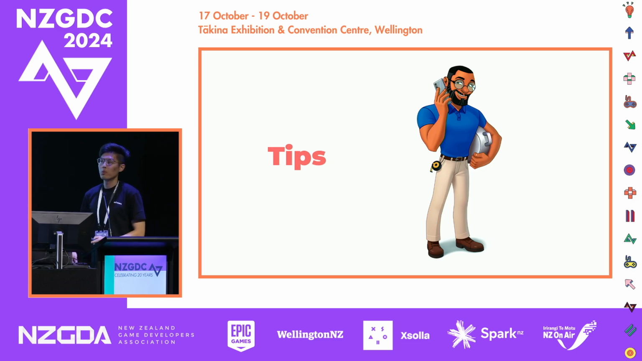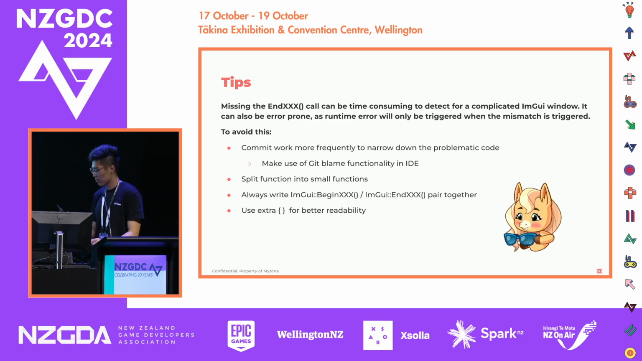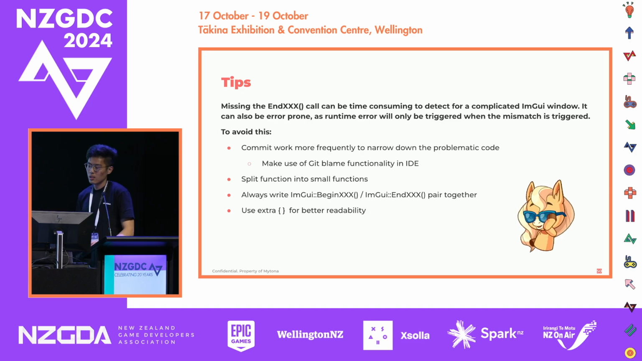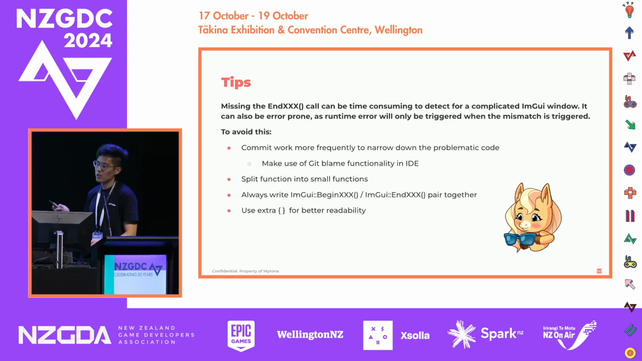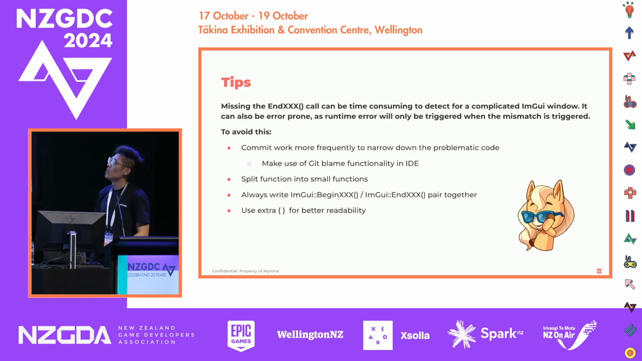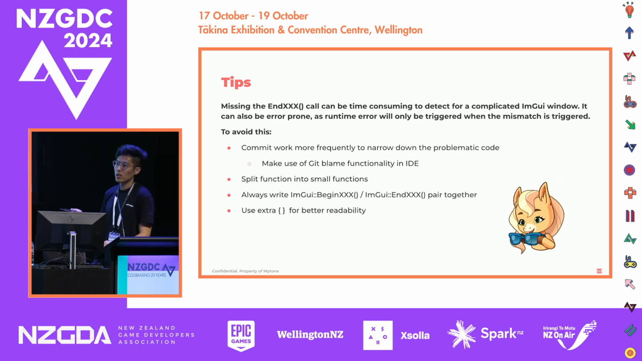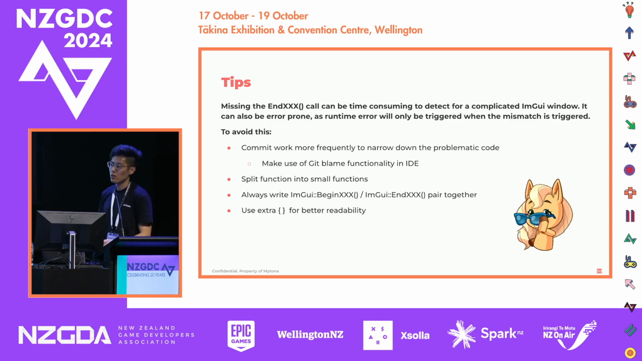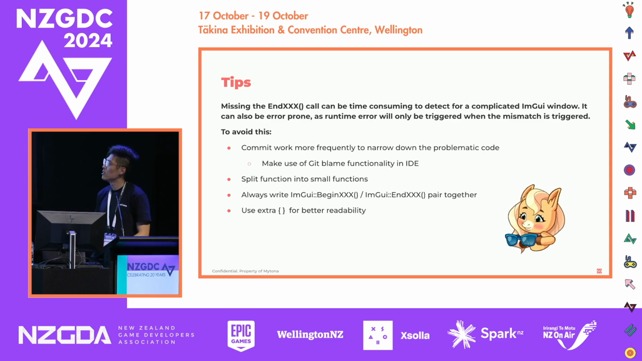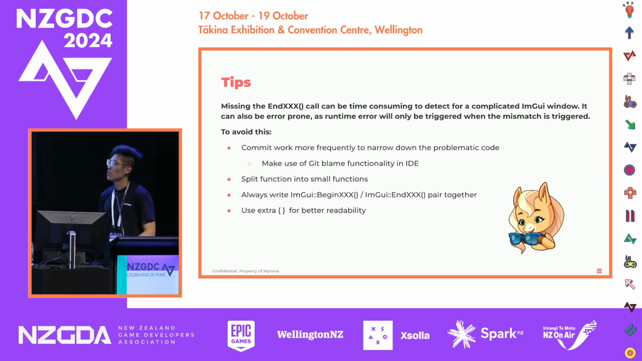And some tips that I have from my personal experience. Hopefully they'll be helpful for you. First tip, the most common error that I encountered is missing the End function call. It is very hard to detect. It only gets triggered when you click on the widget because it's a runtime error. And to avoid this, I have four suggestions for you. First, commit your work more frequently, once every few hours or once every bit of progress that you have, so it's easier to detect what's wrong. So first commit works, second commit doesn't work, you know where to look.